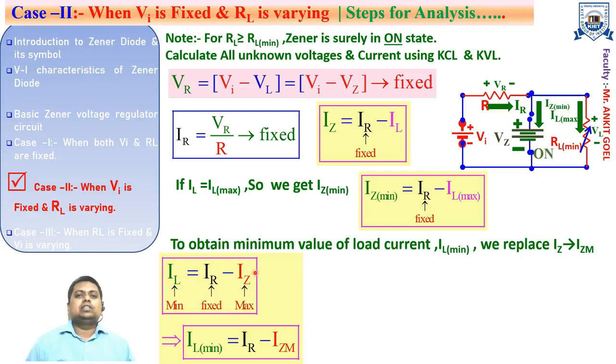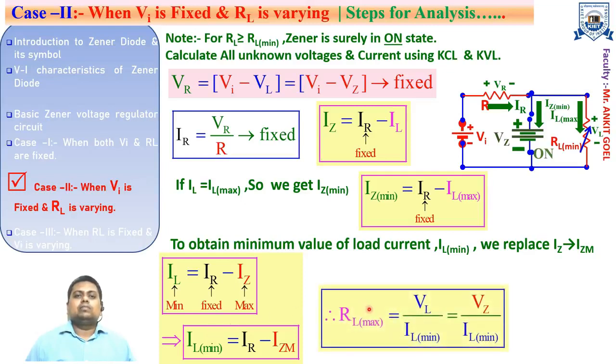That is IZM. It is given from the specification of the Zener diode. So when you replace the IZ with the maximum Zener current IZM, you will get the value of the IL minimum. Once you have the minimum value of the load current, you can easily calculate the maximum value of the load resistance as RL maximum is equal to VL upon IL minimum, right? So VL, as we know, is equal to VZ. So RL maximum is equal to VZ upon IL minimum. So this is all about the second case.